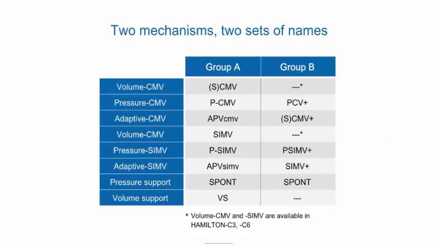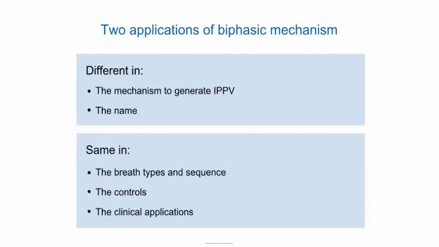The modes in Group A ventilators are based mainly on the classic mechanism. The modes in Group B are based mainly on the biphasic mechanism. The table lists the given names of traditional modes in the two groups. The paired modes in the table are the same in breath types, sequence, control parameters and clinical applications.